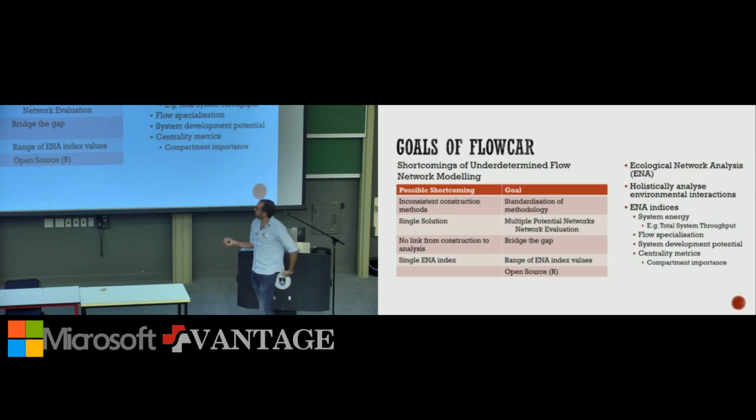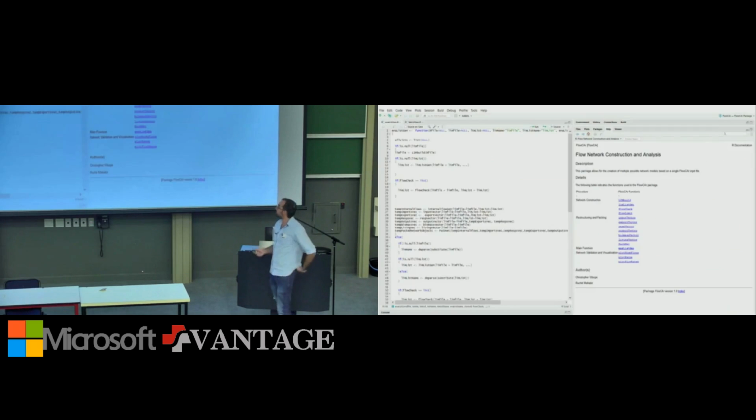So the goals of this package were to, first of all, standardize methodology for ecosystem network analysis, move from the single solution that I mentioned to multiple potential networks, and then move from the construction phase, which is building the networks, to the analysis phase. The analysis is what we call ecological network analysis, which gives a bunch of indices that give us information on the structure of the system. And then obviously, using R, which is open source and can be used by everyone.